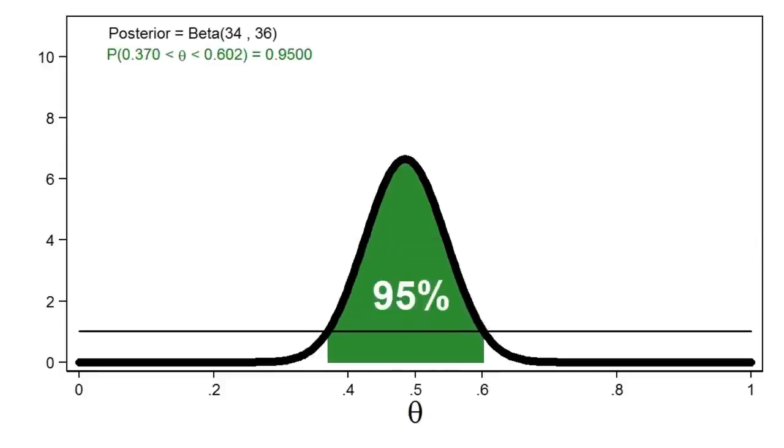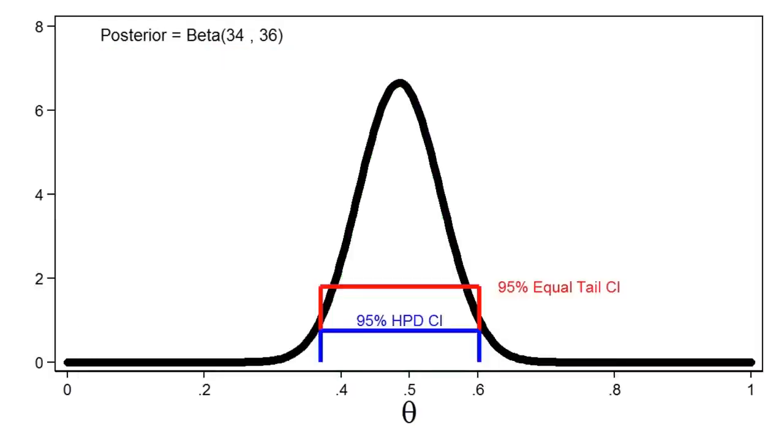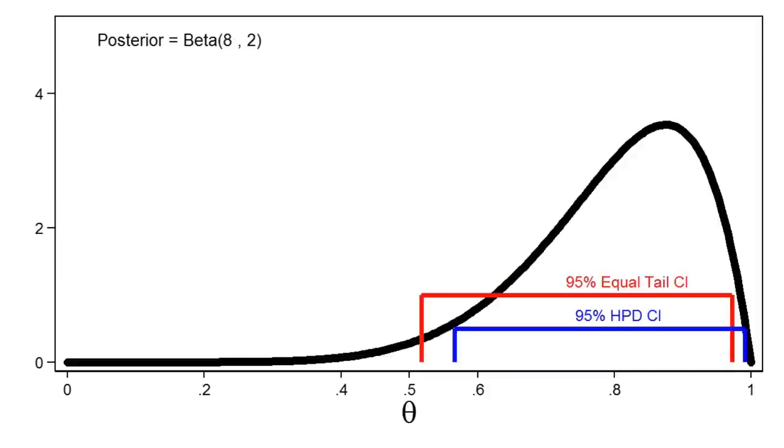The calculation of HPD credible intervals is often described as dropping a horizontal line through the density until the probability within the interval equals 95%, or 0.95. For a symmetric distribution, the equal tail and HPD credible intervals will look very similar, but they will look very different for skewed distributions.